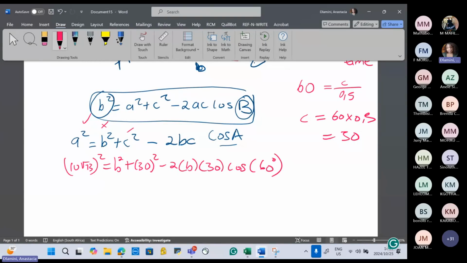Ma'am, can I suggest something? Can we just remove 10 root 13 and leave it as square root of 1,300 so that it becomes easy? Okay, no problem. Square root of 1,300 squared.